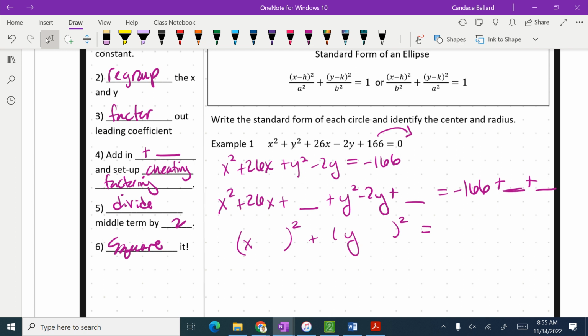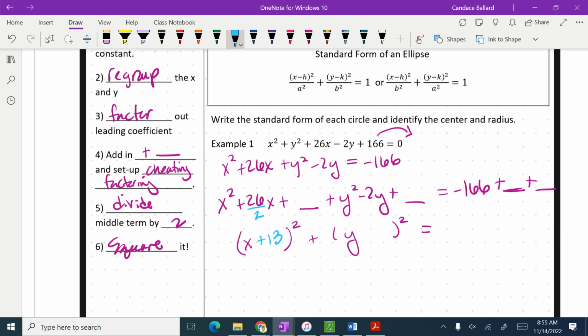Okay, let's go to the next step. Now it says we're going to divide the middle term by 2. So I'm going to take this 26 and divide it by 2. What do I get when I divide 26 by 2? 13. And I keep it positive because there's a plus sign there. So plus 13.